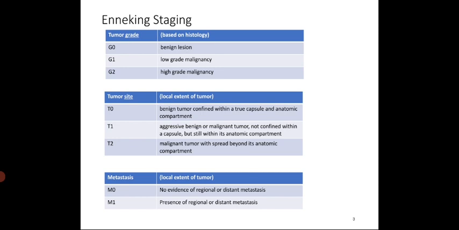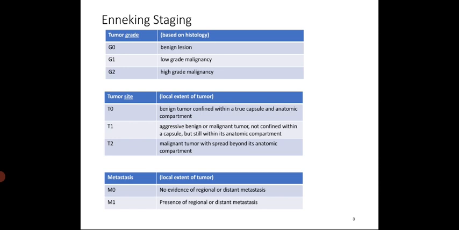So in order to describe each of these, for the Enneking staging, tumor grade is divided into three. We have the G0, G1, and G2. We have G0 for benign lesion, G1 for low-grade malignancy, and G2 for high-grade malignancy. So histologically, you would see more atypical cells for high-grade malignancy.